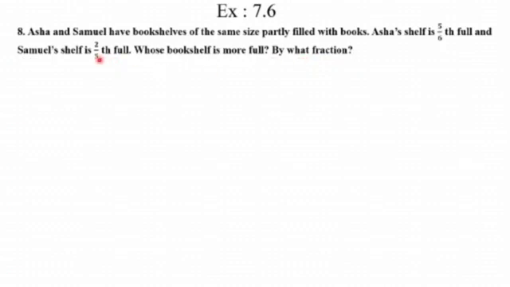We have to first of all take out the shelves. Here both the denominators do not have the same number, so we will go for the LCM first, right? After taking the LCM we will get like fractions, and after getting the like fractions we will compare and we'll see who has more books in that person's shelf, right?